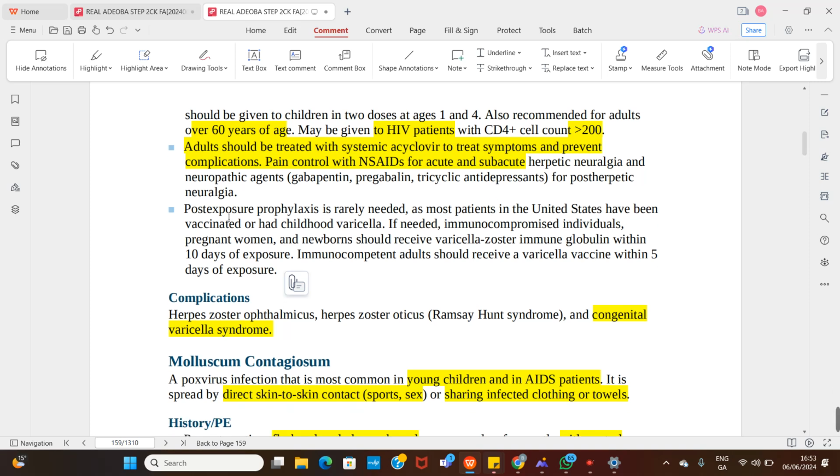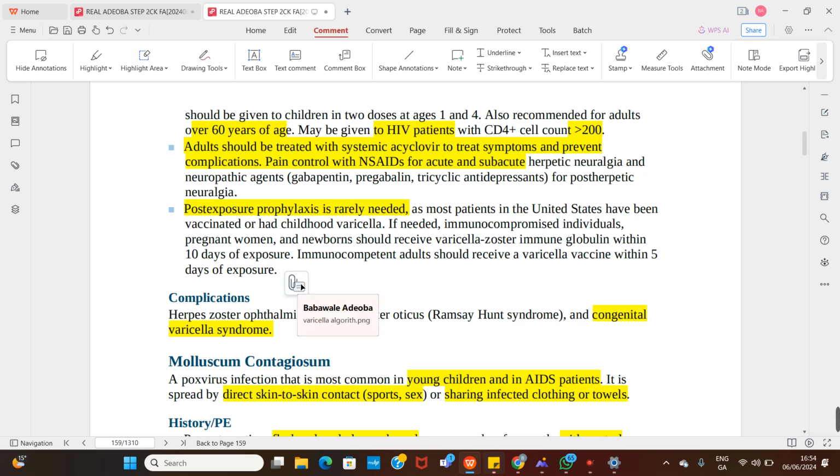PEP can be needed in an individual that gets exposed to a child or anybody with chickenpox. So if somebody gets exposed to anybody with chickenpox, you might need to give PEP, right? In the US it's not very common because everybody's kind of vaccinated. Or maybe a child will have had varicella in the past and will have been immune, just like I've mentioned. But if needed, you have to segregate them into: are you immunocompetent or are you immunosuppressed?